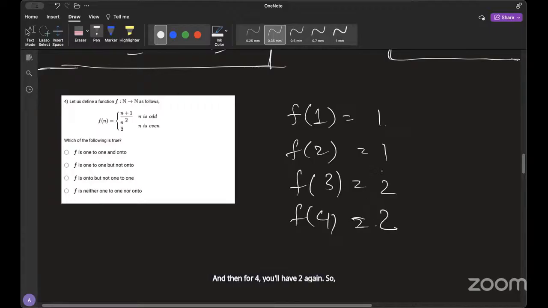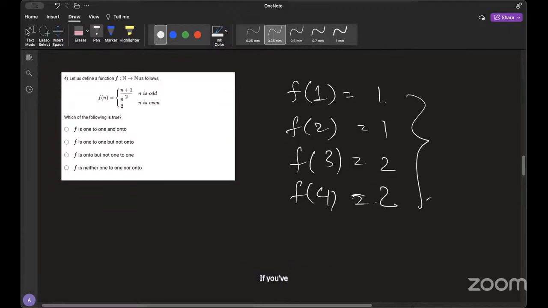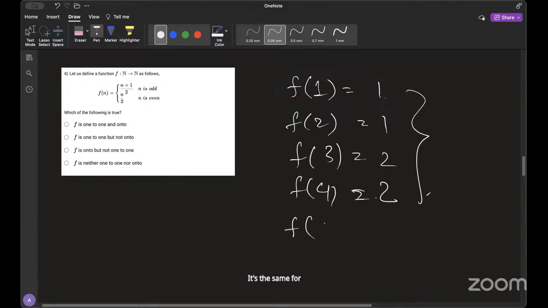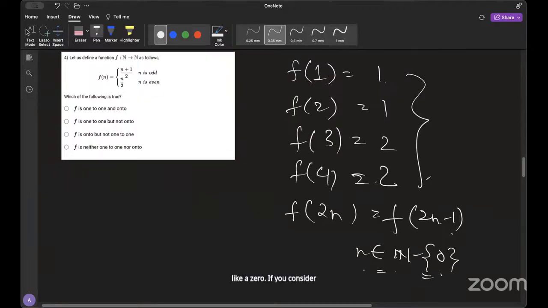So the pattern here, if you've observed it, is that it's the same for F2n and F2n minus 1. So if you put a 1 here, then n belongs to the natural numbers minus 0. We consider 0 as well in the set of natural numbers. So this is the formula, right? If you generalize this thing, this is it.